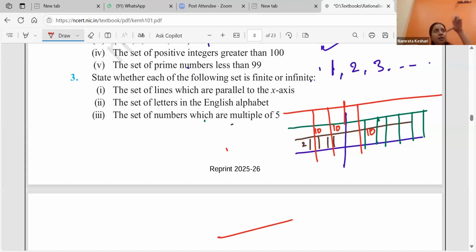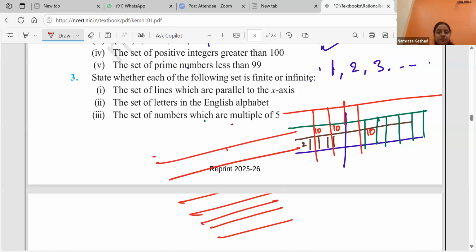With the x-axis you can draw any number of parallel lines by maintaining the distance as 2, or 10, or 1000, or 2000 centimeters. So many parallel lines you will be able to draw, right, Manvi? Yes. So this is a set of infinite lines. How many such lines are there? Line L is there, M is there, N is there, P, Q, R, and so many more can be there. So infinite.